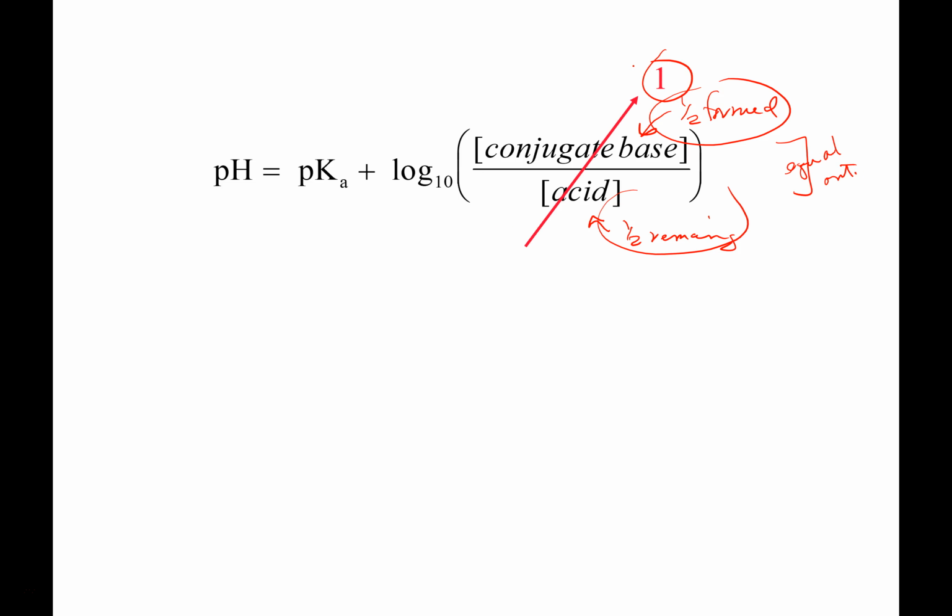You have equal left and equal formed. So those quantities divided by each other give you a ratio of 1. And log base 10 of 1 is 0. Log of 1 is 0. So if that's 0, then pH is equal to pKa. Kind of fun. Okay.